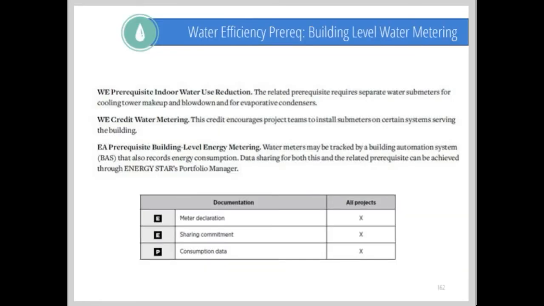Here I have listed the related credits. As you would expect, first and second related credits are water use reduction and water metering respectively. Energy prerequisite, building level energy metering, is the third related credit. Water meters may be tracked by a building automation system, or BAS, that also records energy consumption. Data sharing for both this and the related prerequisite can be achieved through Energy Star's Portfolio Manager. Meter declaration, sharing commitment with USGBC, and consumption data are the 3 submittal items for LEED documentation.